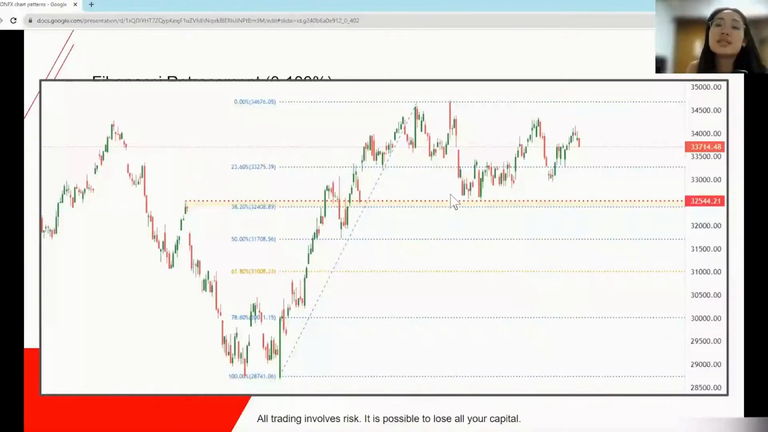So I highlighted this level because this dotted line at 32544 is at this retracement level, but you can see that price also pulls back all the way to this level here, this swing high. So this is what we call an overlap support. An overlap support is basically when a swing high lines up with a swing low, and it's important because we can see that price, the bulls as well as the bears, both respect this area.